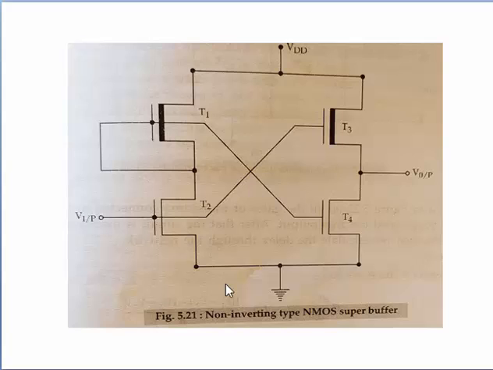So as shown in figure, this is the case of non-inverting type NMOS super buffer, that is the opposite of inverting type NMOS super buffer. So this is about super buffer.